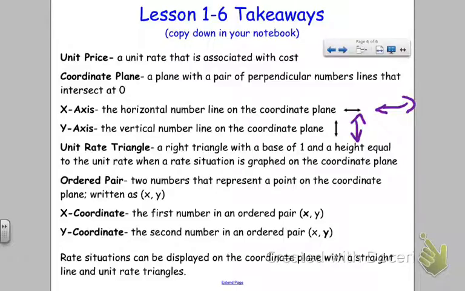The ordered pairs are just that, x, y, two numbers that represent a point on the coordinate plane. And of course the x coordinate is the first number in an ordered pair, and the y coordinate is the second number in an ordered pair. Also, keep in mind that rate situations can be displayed on the coordinate plane with a straight line and unit rate triangles. So you need to have a straight line in order for it to be a rate situation. And you will see that you can make unit rate triangles. They're all going to be exactly the same because you will have a constant rate.